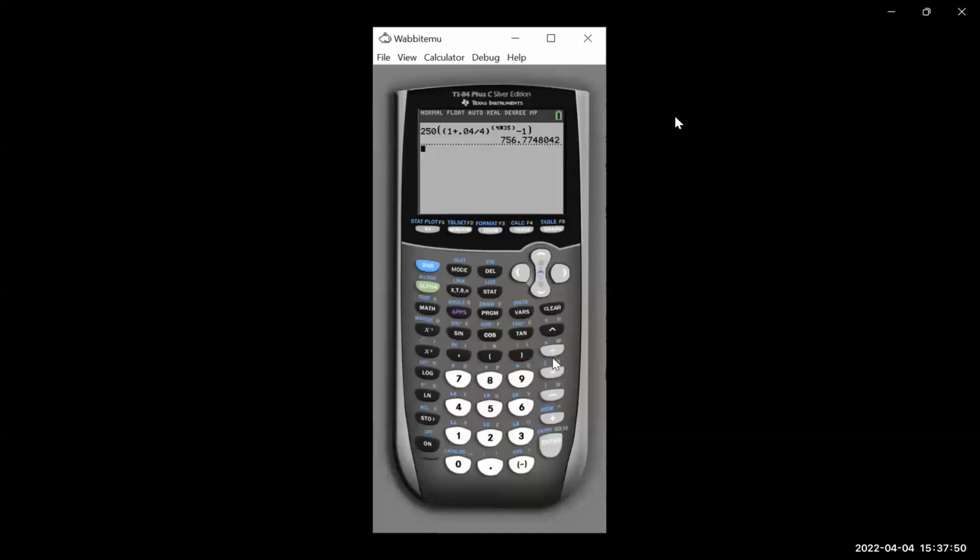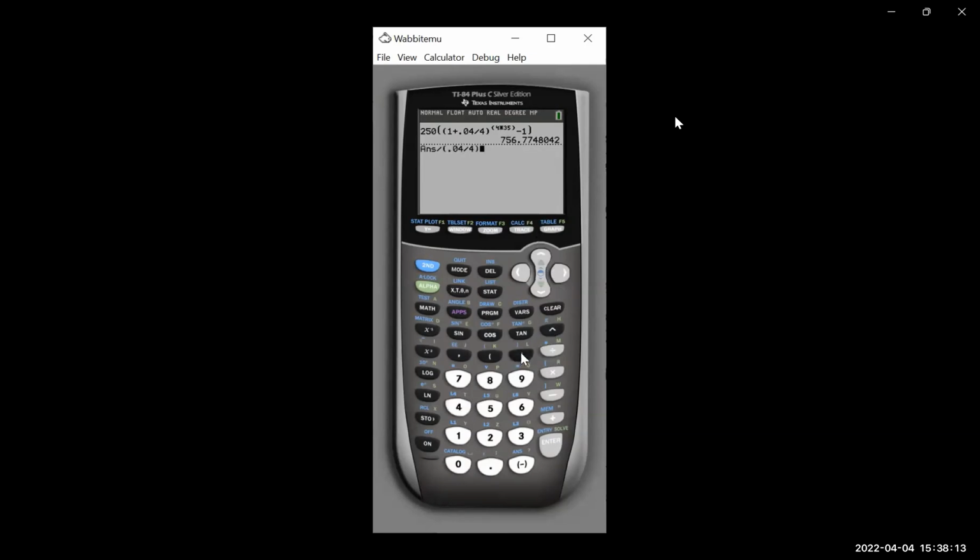Professor, how did you go back down to the regular one? After you plugged in the exponent, how did you go back down to the minus 1? Oh, I just used this arrow key, and then it goes down. All right, hold on. I have to plug this back in.